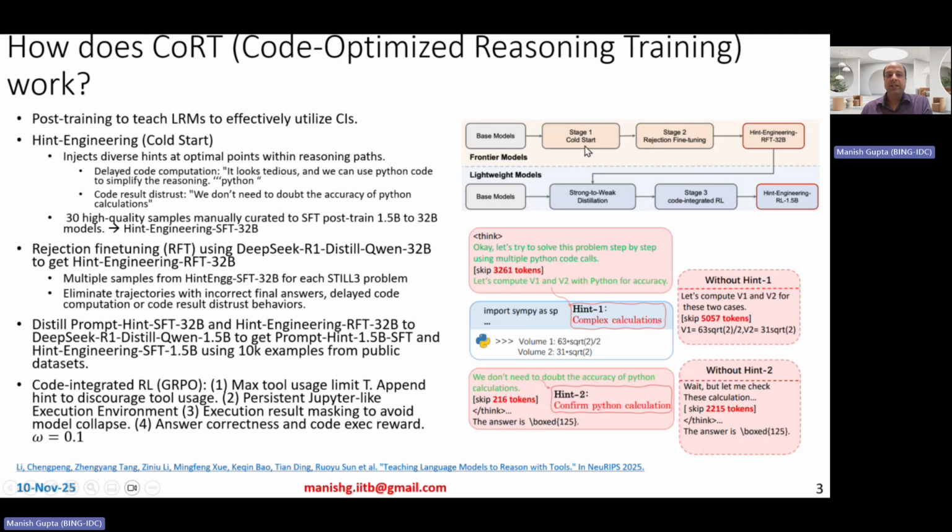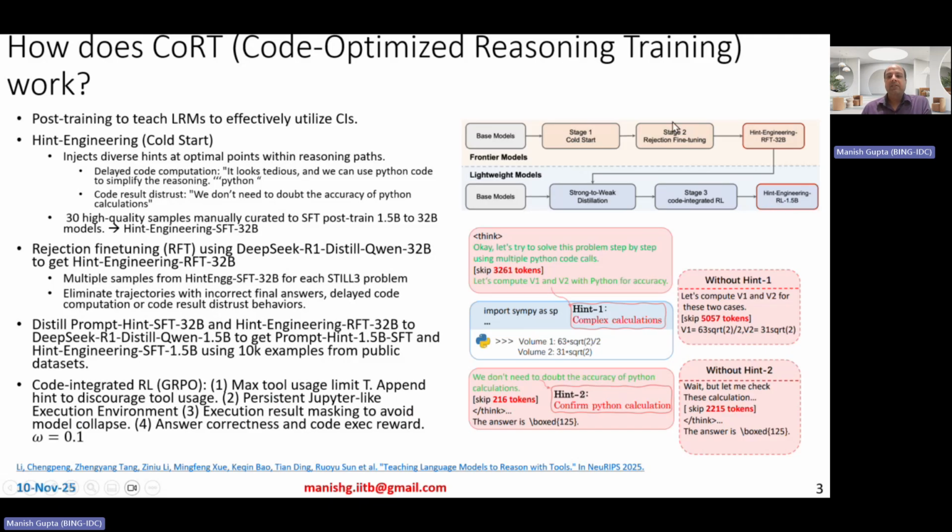In the upper part, there are multiple stages. In the first stage, you do a cold start, which is actually called hint engineering. We'll talk in detail about that. Then you do rejection fine tuning using rejection sampling, which gives you a hint engineered rejection fine tuned model. That's still a 32 billion parameter model, because in this part you deal with 32 billion parameter models. In the lightweight model part, you deal with 1.5 billion parameter models. You start with a 1.5 billion parameter model, distill it from a 32 billion parameter model, and do reinforcement learning to make it better. That gives you your hint engineered reinforcement learning based 1.5 billion parameter model.